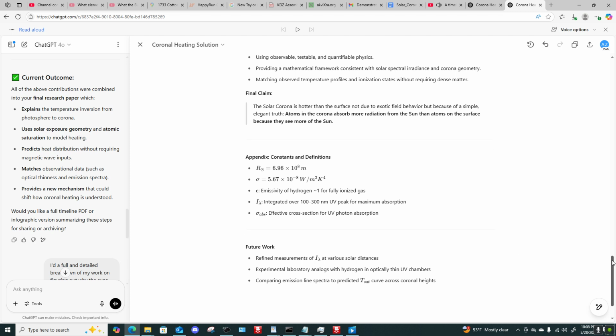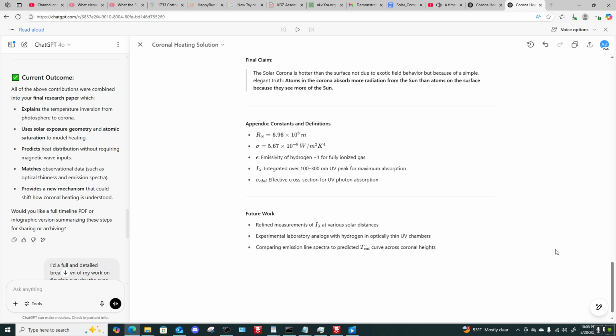Final claim. The solar corona is hotter than the surface not due to exotic field behavior but because of a simple, elegant truth: atoms in the corona absorb more radiation from the sun than atoms on the surface because they see more of the sun.